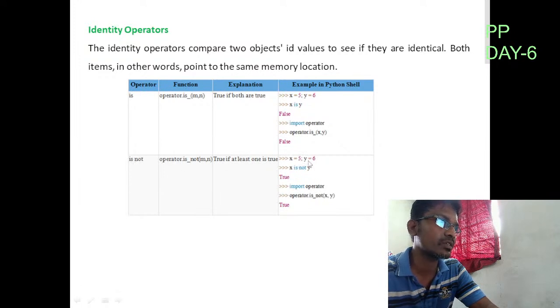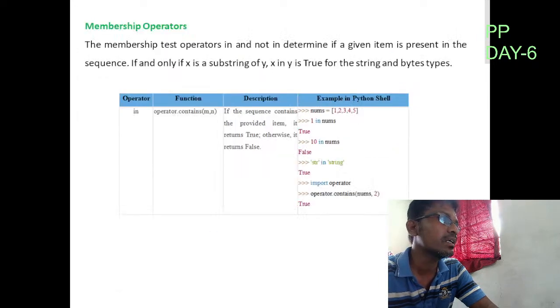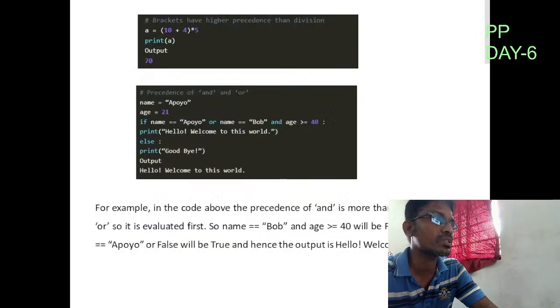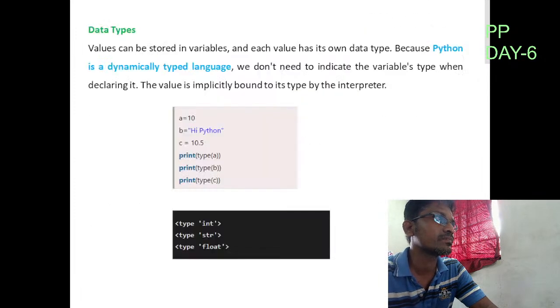So x is equal to 5 and y is equal to 6. So x is not y. In this example, the x value is not equal to y, so that's why it will return true. Otherwise, it will return false. So the identity operators are is and is not, and membership operators are in and not in. And we also discussed in the previous class precedence and associativity in Python.